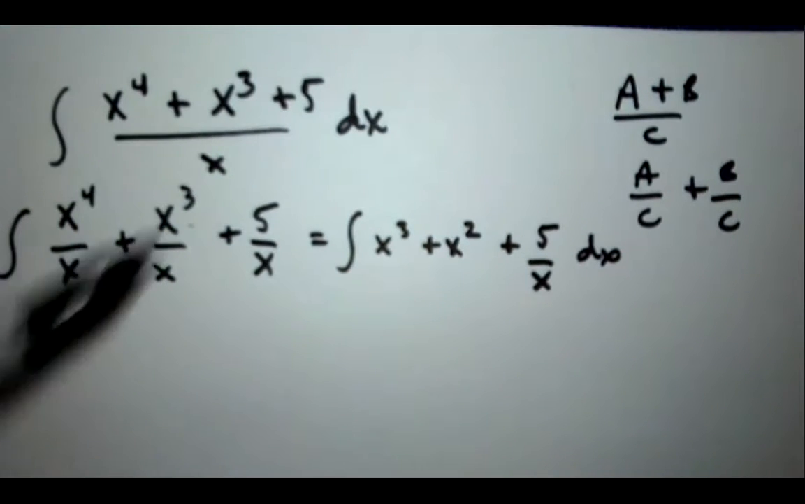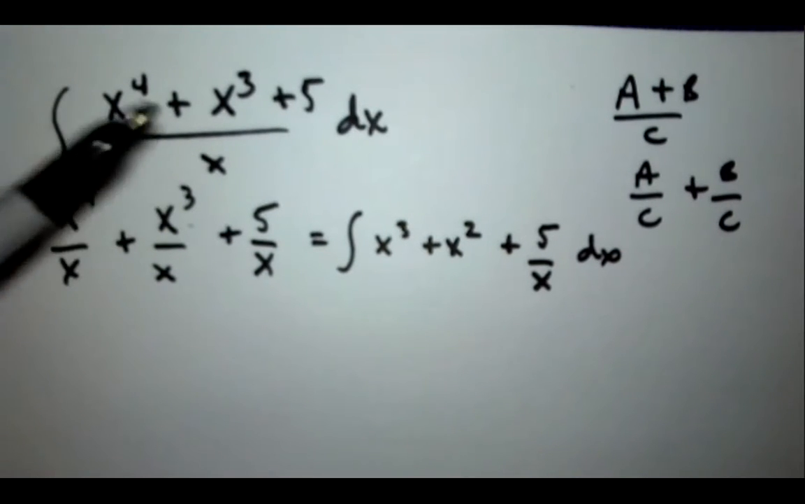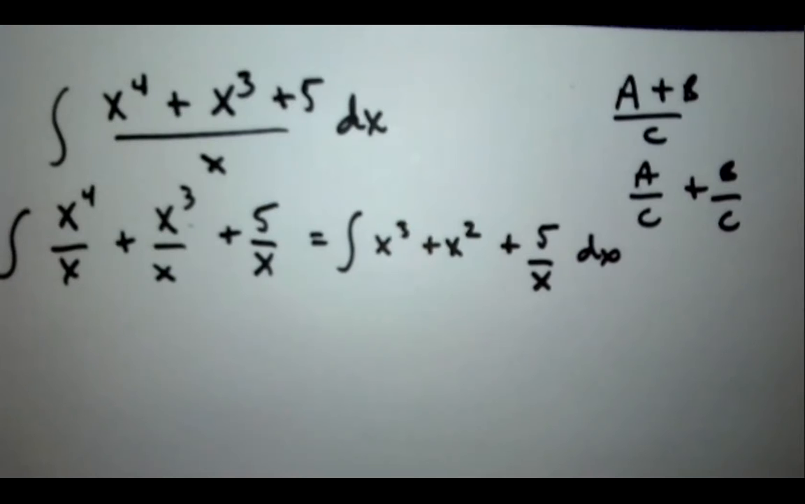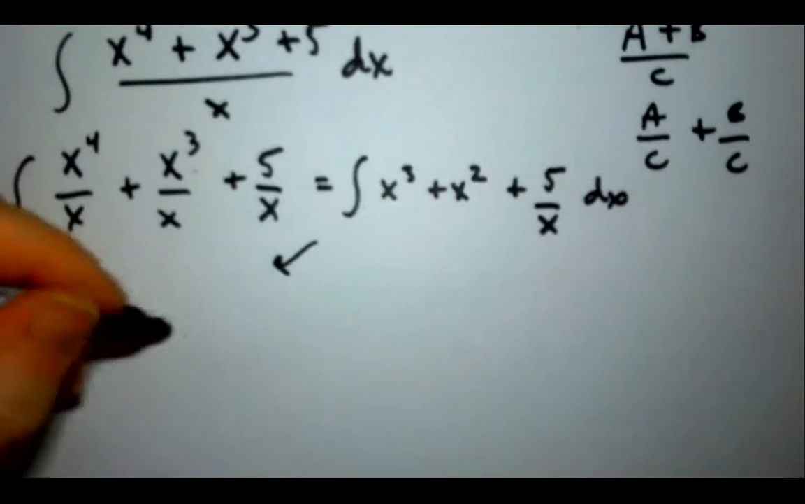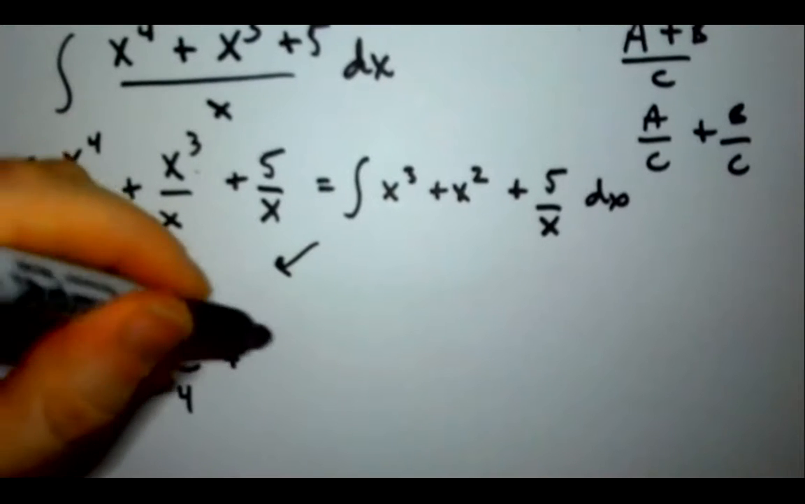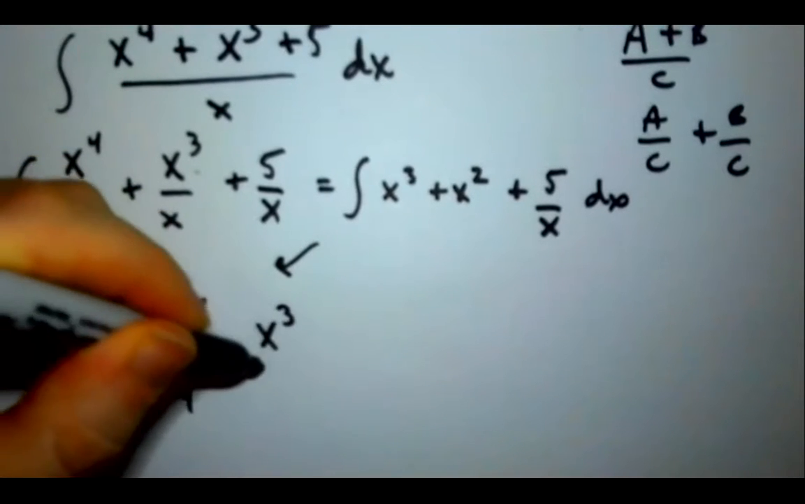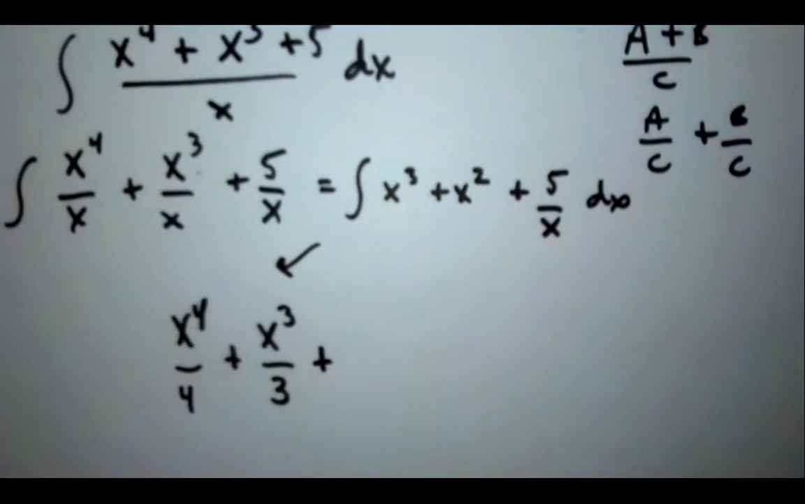So if you just have a singular x on the bottom, we can split everything up and just toss each one over x. And now you can just go through and you integrate. So if we integrate this, what do we get? x to the fourth over 4 plus x to the third over 3 plus, what's the story now?